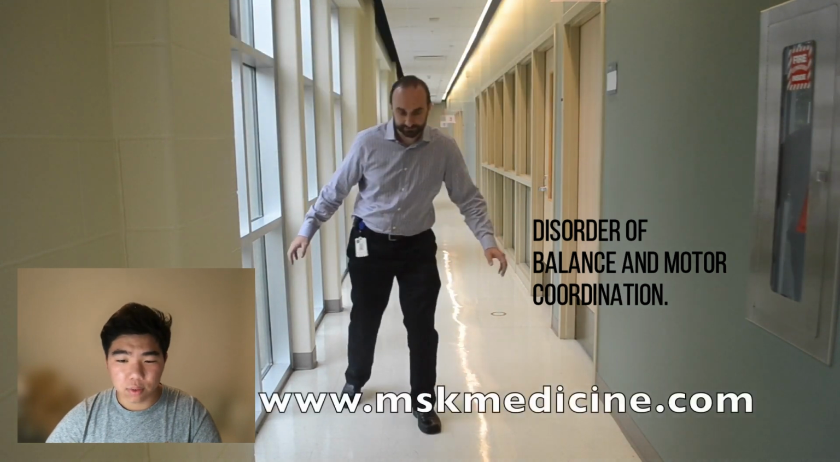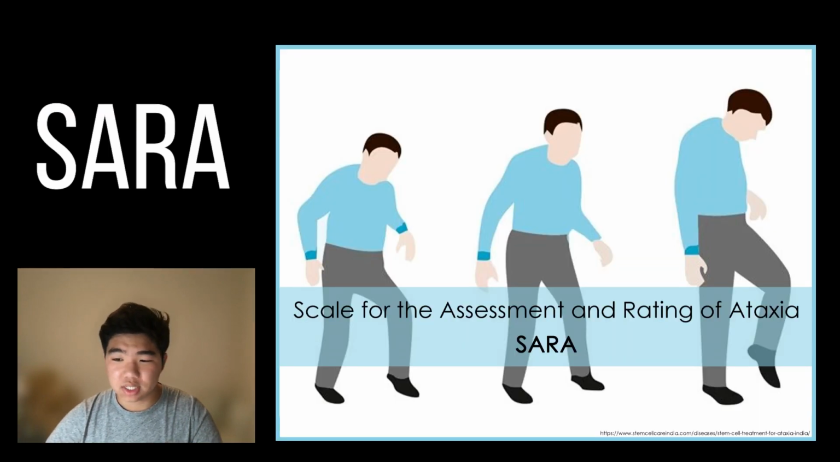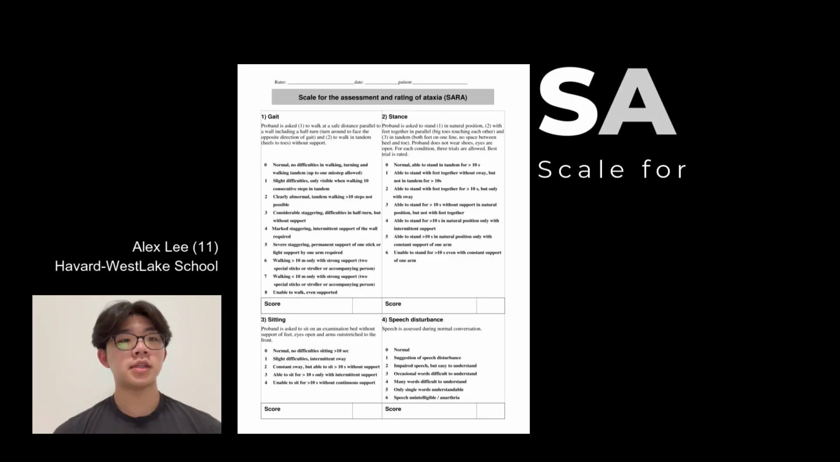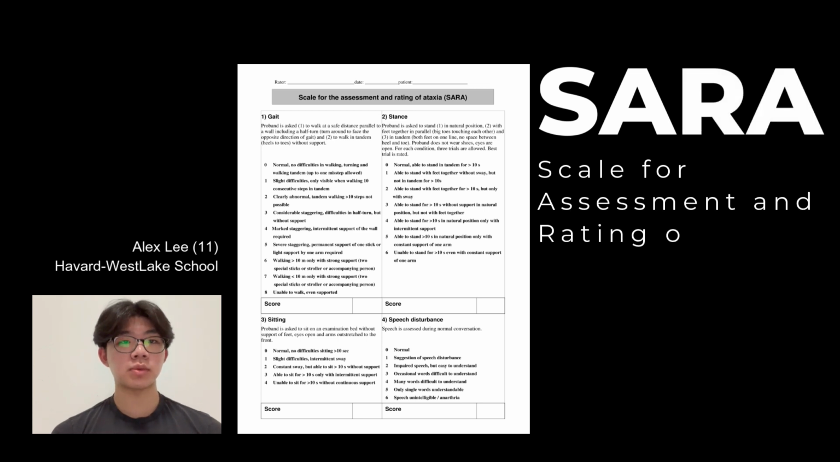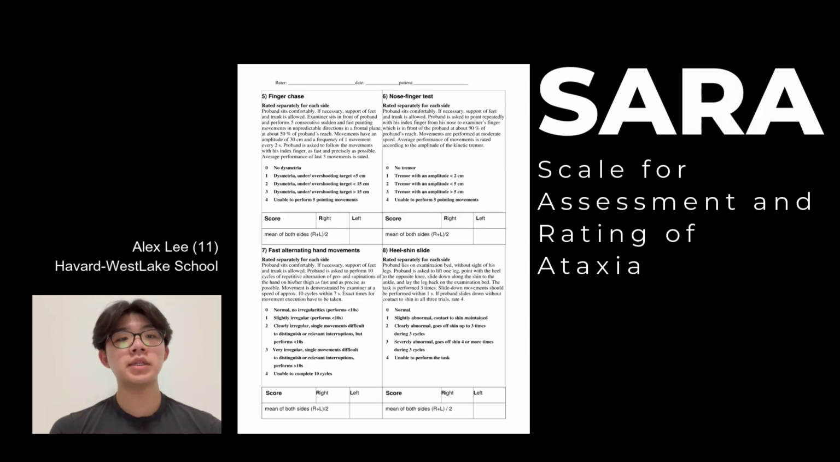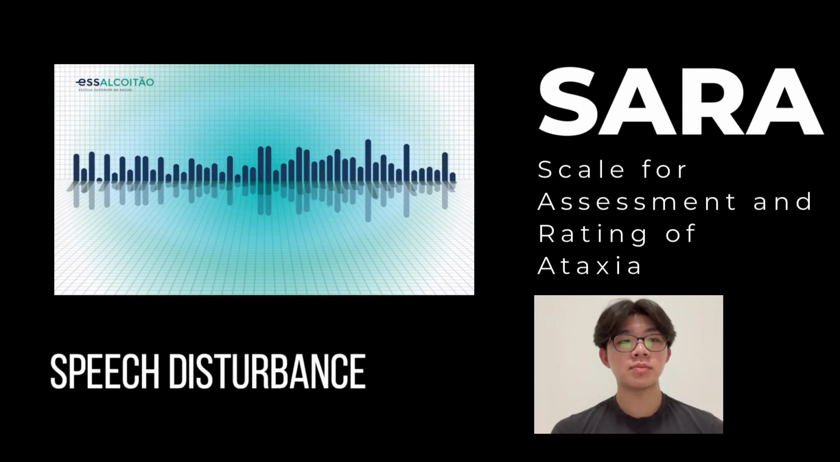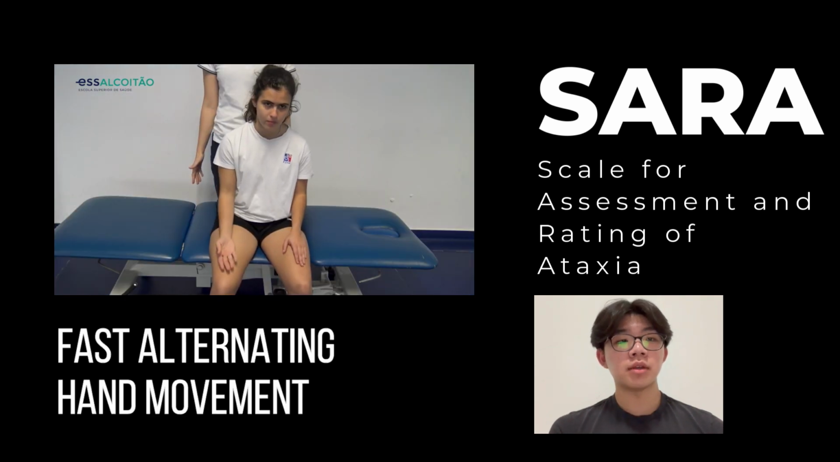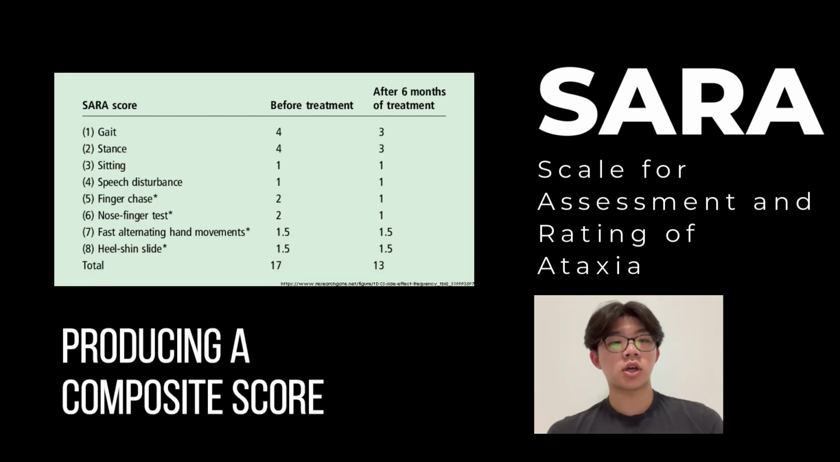Many scales exist for cerebellar atrophy, the most common of which is the Scale for Assessment and Rating of Ataxia. The most common way to measure the degree of one's level of ataxia based on cerebellar atrophy is through the Scale for Assessment and Rating of Ataxia score, which evaluates 8 ataxia-affected abilities: gait, stance, sitting, speech disturbance, finger chase, nose-finger test, fast alternating hand movement, and heel shin slide, to produce a composite score.